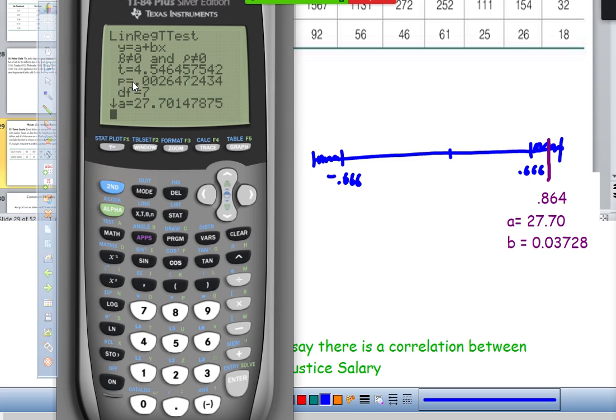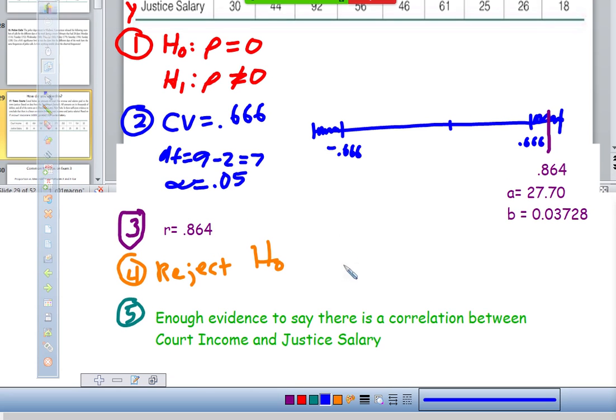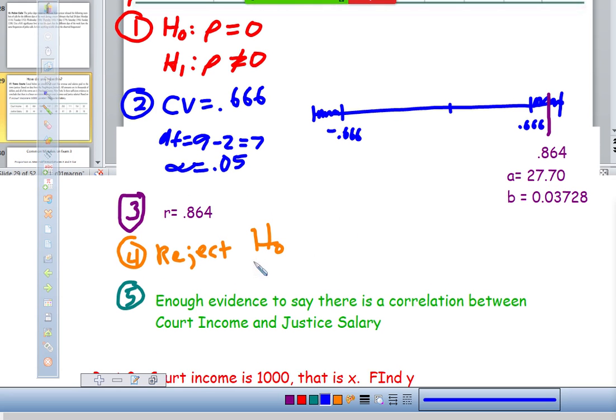And then here's your A, 27.70, write that down somewhere. There's your B, 0.03728, write that down somewhere as well. And if you scroll down further, you get your R. There it is, 0.8643, 0.864. So I'm going to write down my R, 0.864, put it in here. Look, it's totally in the rejection region. So I'm going to reject H0, which means I have enough evidence to say there's a correlation between court income and justice salary. That is it. That's your hypothesis test.